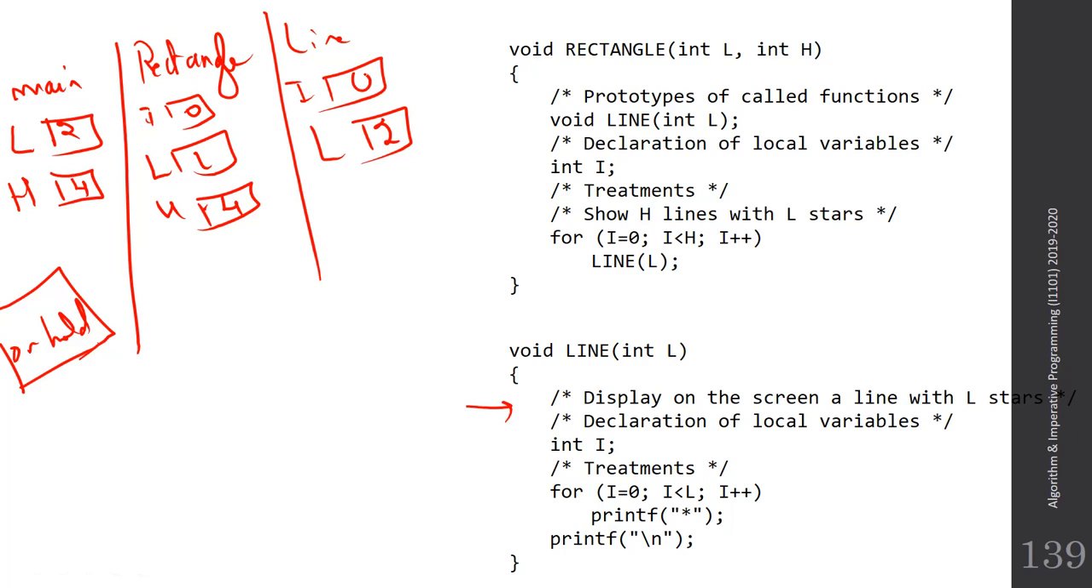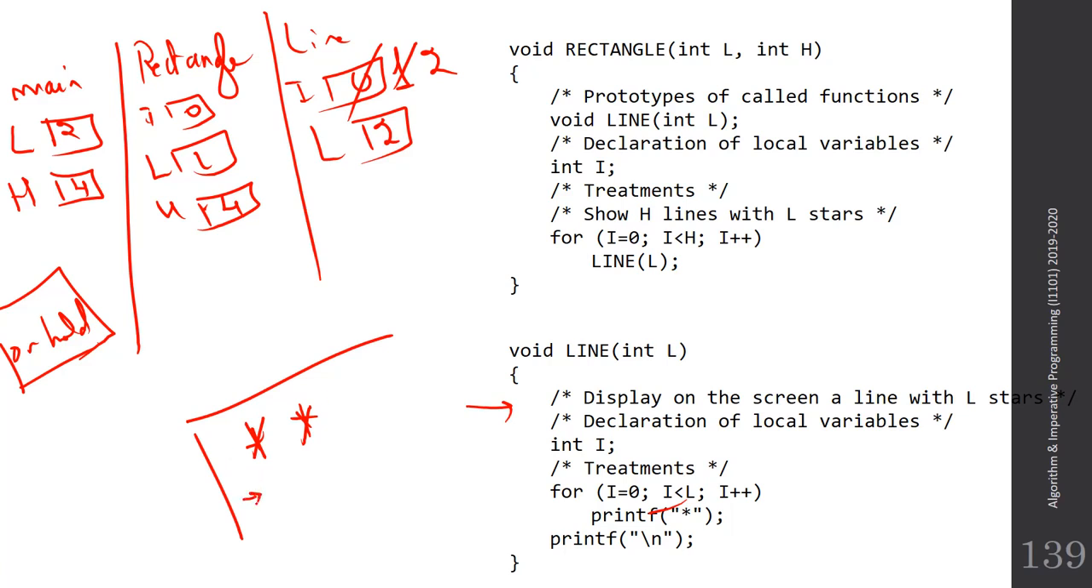I place 0 in I less than L. 0 is less than 2, so I will print 1 star. For now, I'm printing on the screen, so this is the screen, 1 star. I will increment I, 1 is less than 2, I will print 1 star. Then I will increment I, 2, 2 is not less than 2, it finishes. I will print just backslash n, so I'm moving to this line now.